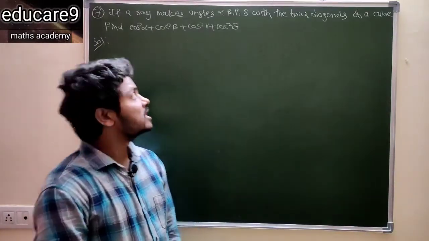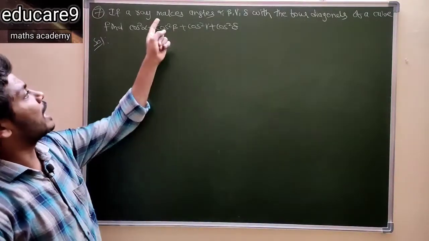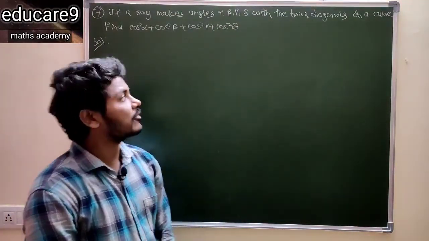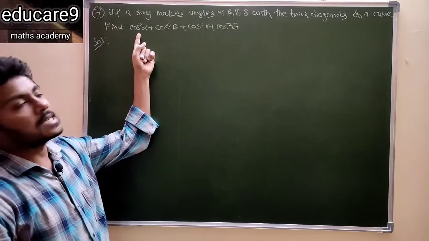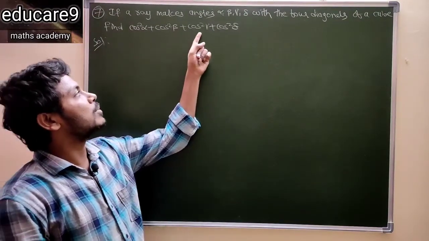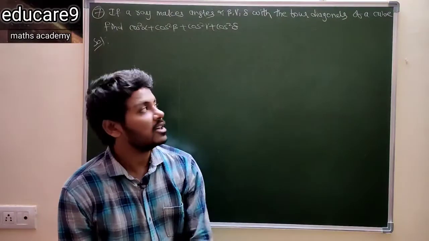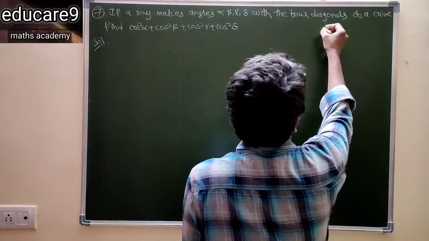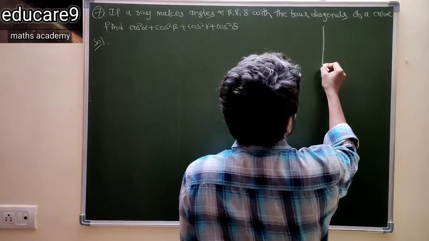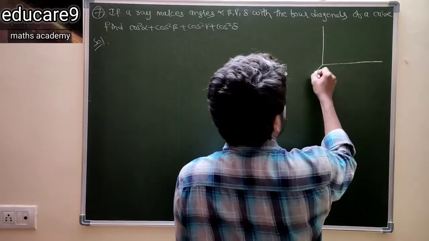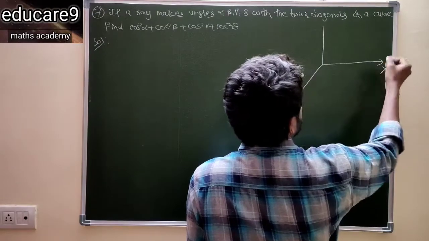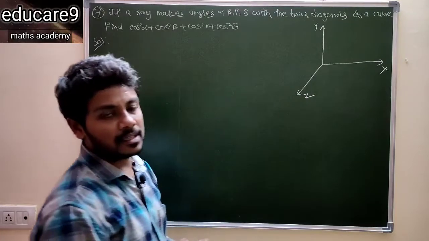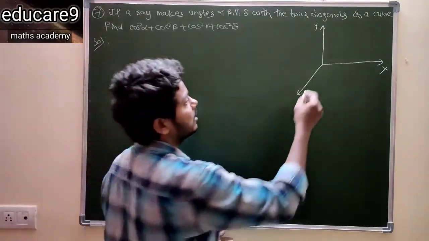So see the second solution. If a ray makes an angle alpha, beta, gamma, delta with the diagonals of a cube, then find cos square alpha plus cos square beta plus cos square gamma plus cos square delta. So first you need to construct a cube. So see, first we have to consider the coordinate axis. So this is x-axis, y-axis and the z-axis. We have to construct a cube.